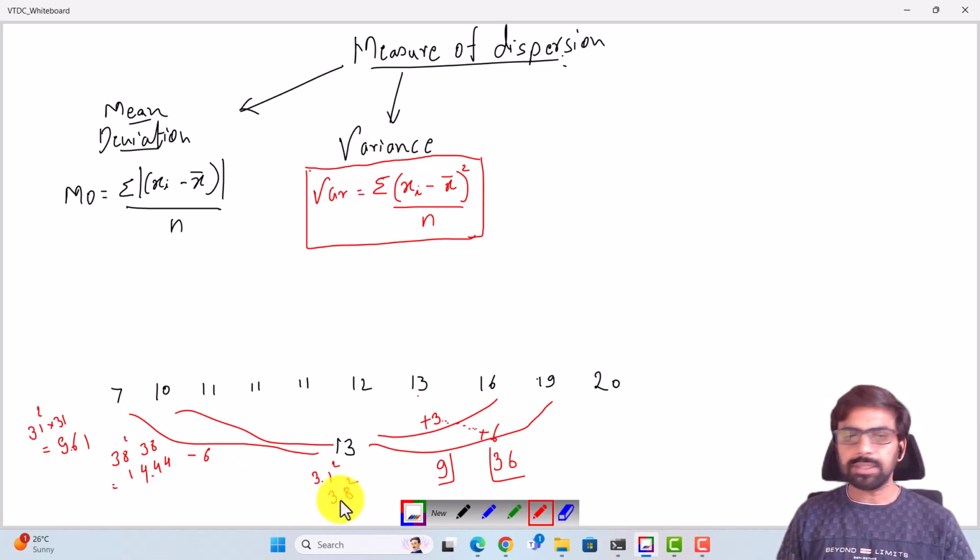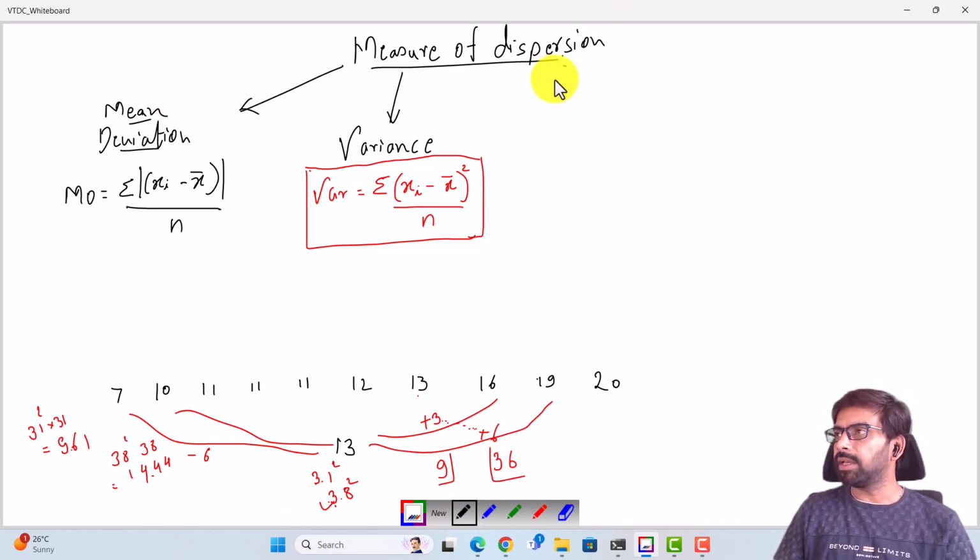Now 3.1 and 3.8, these deviations seem to be not that far away, but their squares will be far away from each other. Hence, I'll be able to demarcate between these two and say that this is significantly deviating more from the mean over here. That's the advantage of variance.